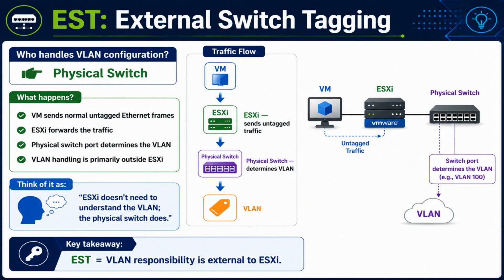Let's start with EST, or external switch tagging. In this model, the physical switch is responsible for the VLAN assignment. The VM sends a normal, untagged Ethernet frame. ESXi simply forwards that traffic toward the physical network. The physical switch then determines which VLAN the traffic belongs to based on its configuration. So the important thing here is that ESXi isn't adding the VLAN tag. Think about it this way: ESXi doesn't need to understand the VLAN assignment. The physical switch does. That's why we call it external switch tagging. The VLAN responsibility is external to the ESXi virtual switch.